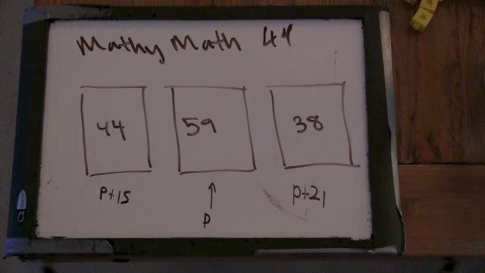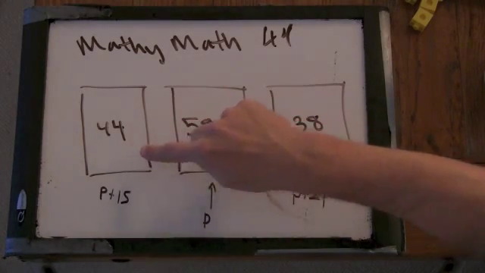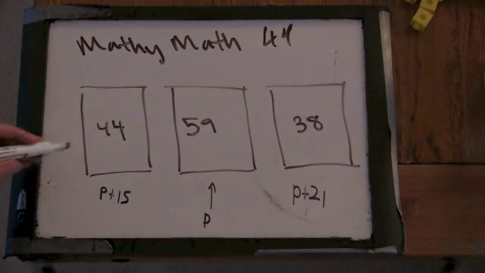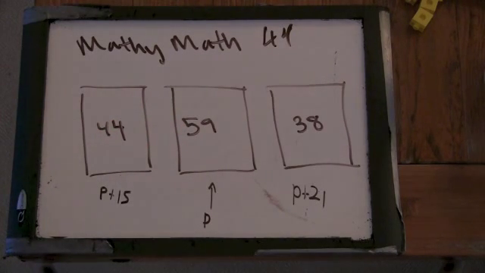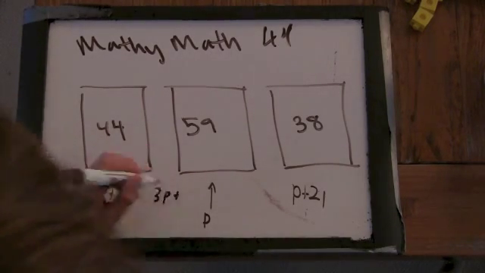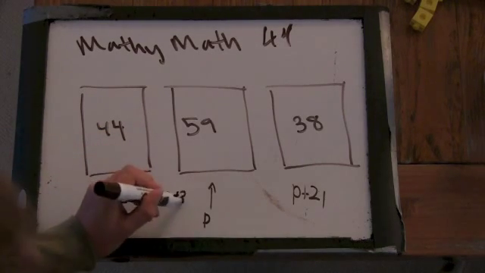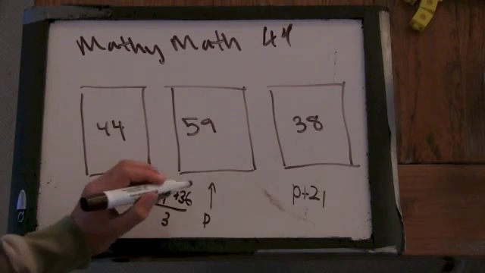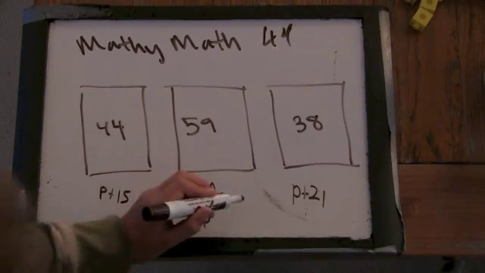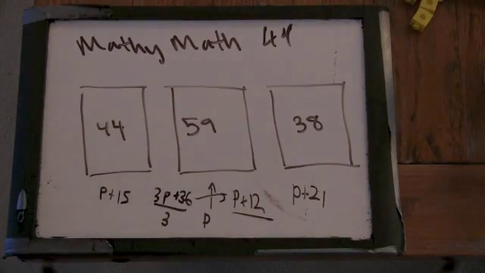Yeah, and how do you know this number on the back of this card is larger than the number on the back of that card? Because the number on the front is smaller. So, our average is going to be 3P plus 36 over 3, which is P plus 12. So we need to figure out what P plus 12 is.